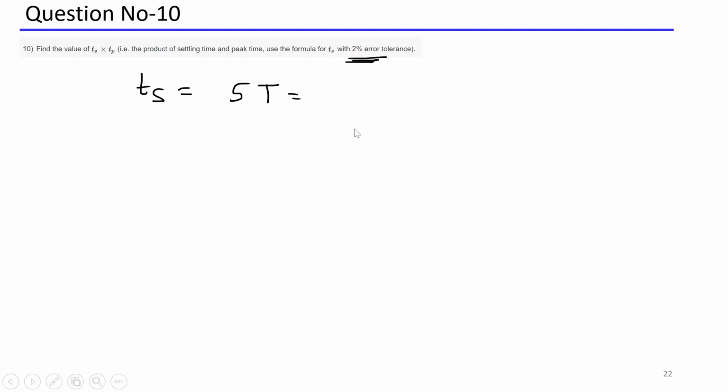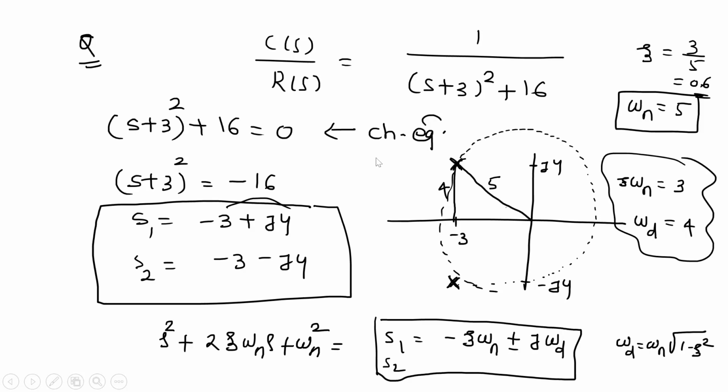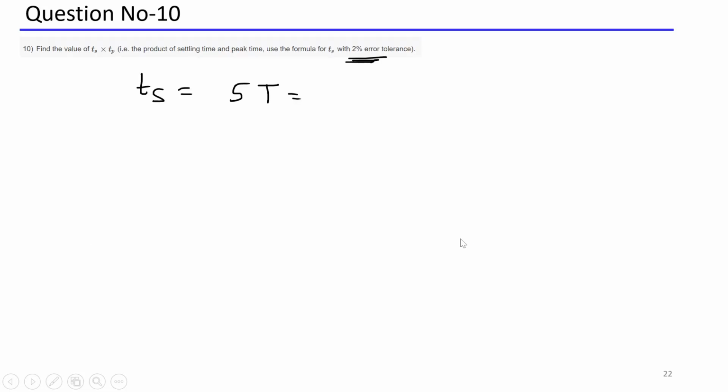What is T? Can anybody tell me? T is not the natural time constant. From this location, what is the T? T is nothing but this distance. It means what is the distance here? Zeta omega n. Converted from frequency into T, T is nothing but 1 by zeta omega n. If it is asking you to find the settling time, this is 5 times the time constant. So 5 divided by zeta omega n.